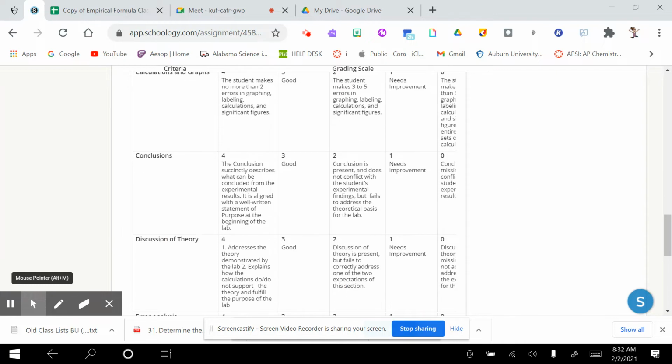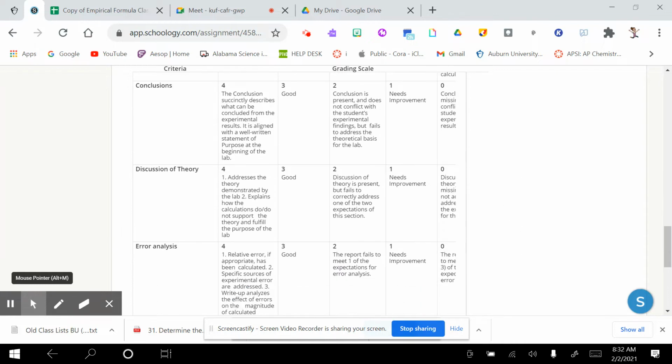Conclusions. You need to, again, write a conclusion to this whole lab. What did we learn? What did we gain out of this lab? Describe what can be concluded from the results. It is aligned with the purpose. So what your conclusion needs to say, all right, our purpose was to find the mole ratio of magnesium to chlorine. In your conclusion, you could say, we found the mole ratio of magnesium to chloride was 1 to 1 point whatever. And then tell me what that means. Okay?